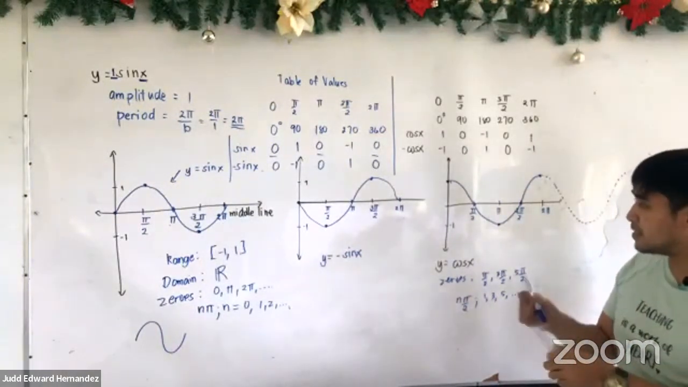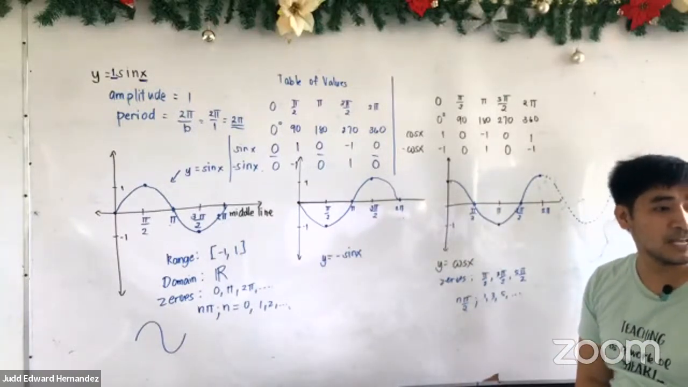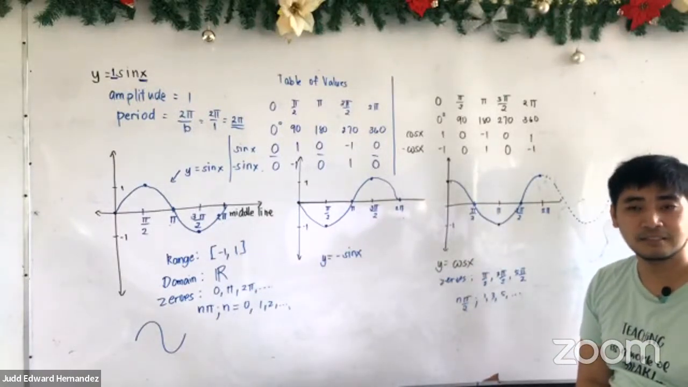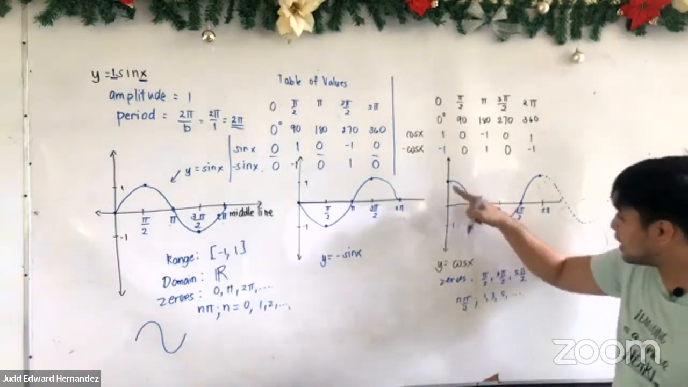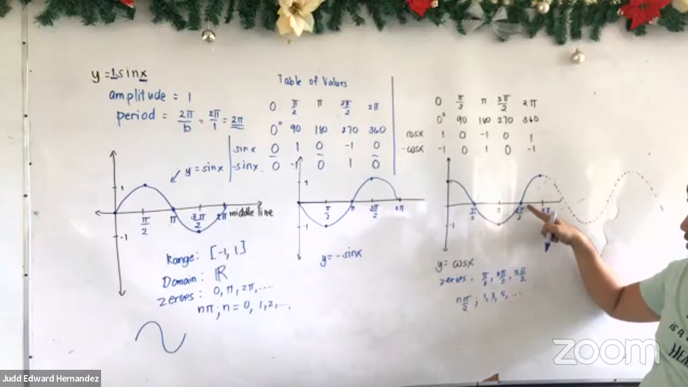Okay. So, ibig sabihin, kung naging ganyan yung graph natin, what happens? Saan siya magsisimula? Sa baba po. Sa baba. Okay. So, same lang yung points na meron tayo dito sa pi over 2, saka sa 3 pi over 2.